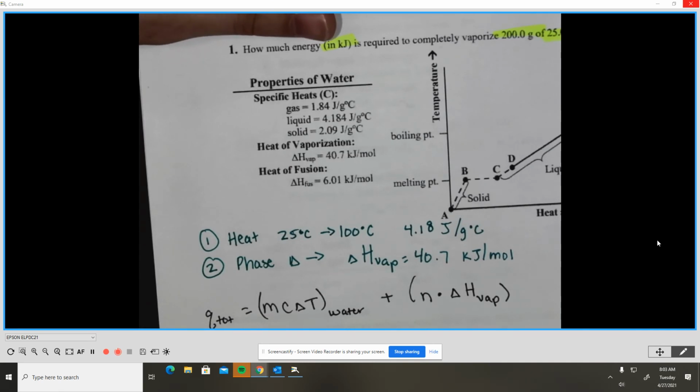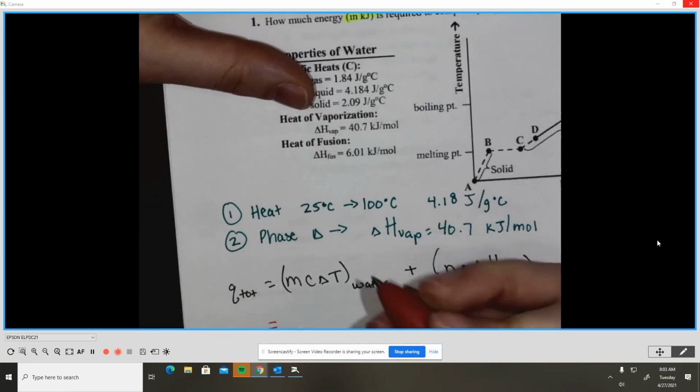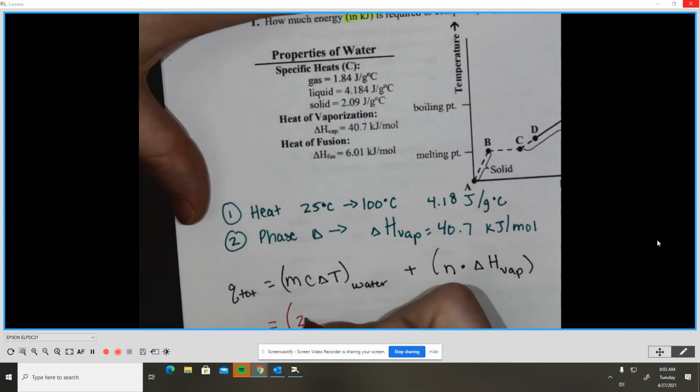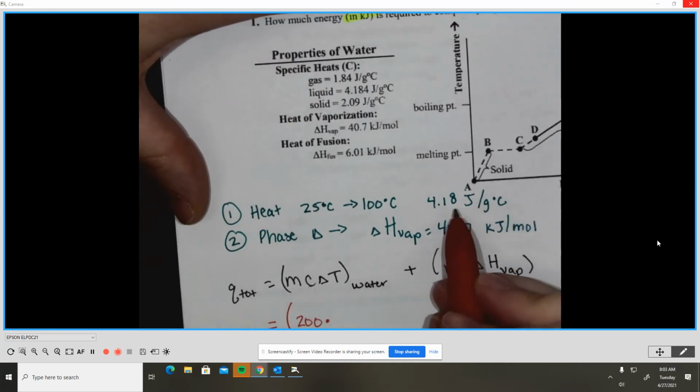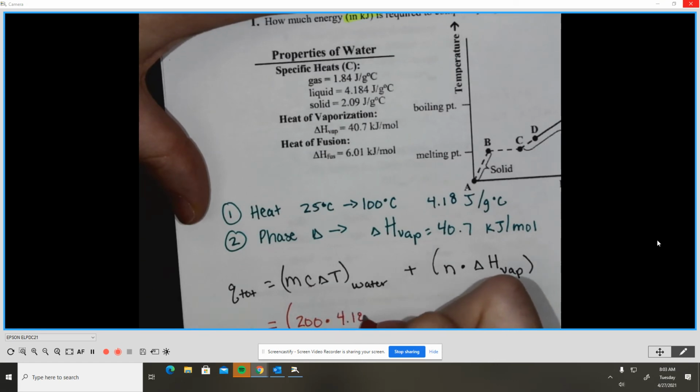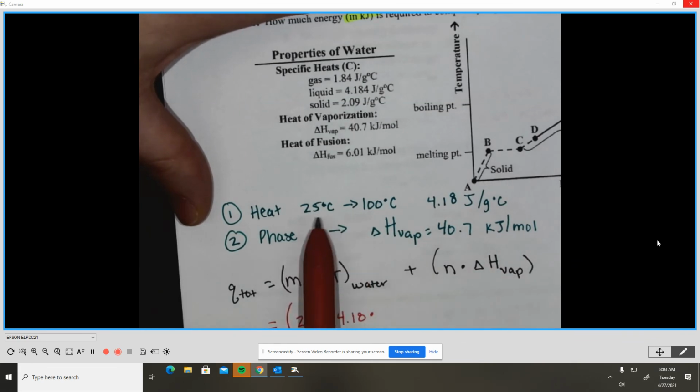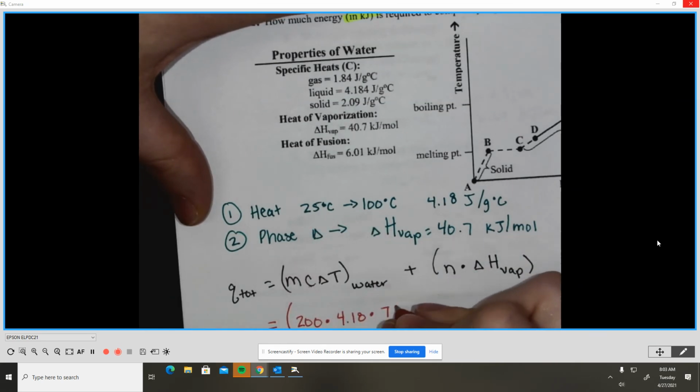Third thing that we need to do is we just plug and chug. Our mass is 200 grams. Our C, which we wrote down over here, is 4.18. Remember, joules, we write that underneath. Times our change in temperature. So 25 to 100 gives us a change in temperature of 75. Plus our heat of vaporization. We have number of moles, so we're going to take 200 and divide that by 18.02, times our heat of vaporization, which in this instance it tells you is 40.7. Unit for this one is kilojoules.